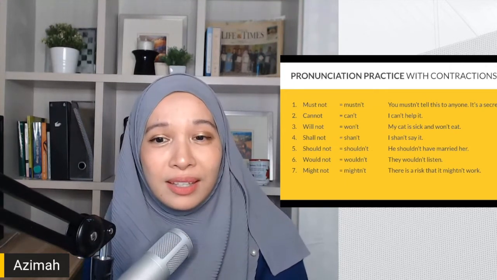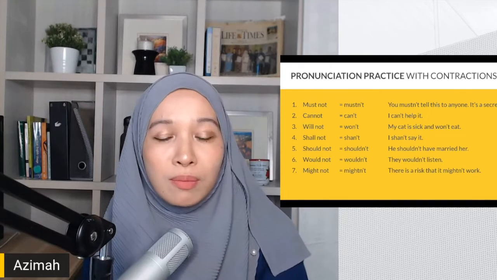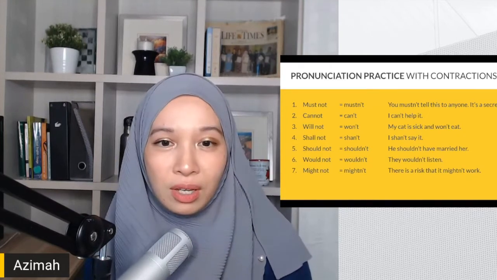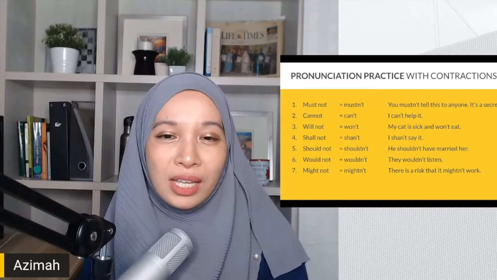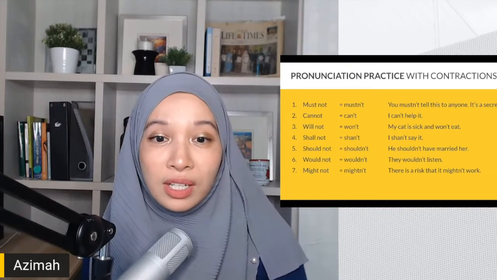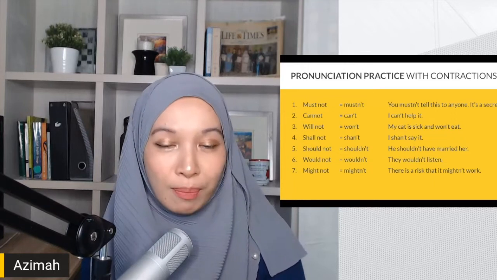So if you can't say these words, just don't use the contractions. Instead of using mightn't, just say might not, right? Instead of wouldn't, just say would not. That's my advice for you if it's difficult for you. Okay.